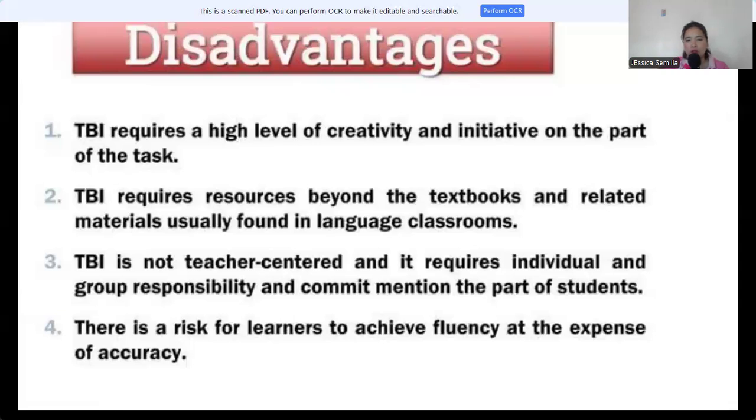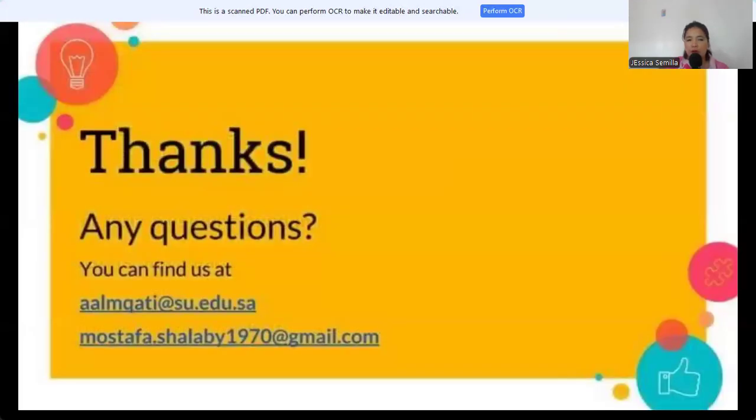There is also a risk for learners to achieve fluency at the expense of accuracy. Since the language focus is very minimal, because they just do the analysis of how it was done, they don't have so much grammar focus in task-based instruction. That's why there is an expense of accuracy. So I guess that would be all for task-based instruction. But as we go on with the other approaches and also other learning materials, they already combine communicative language teaching and task-based instruction.